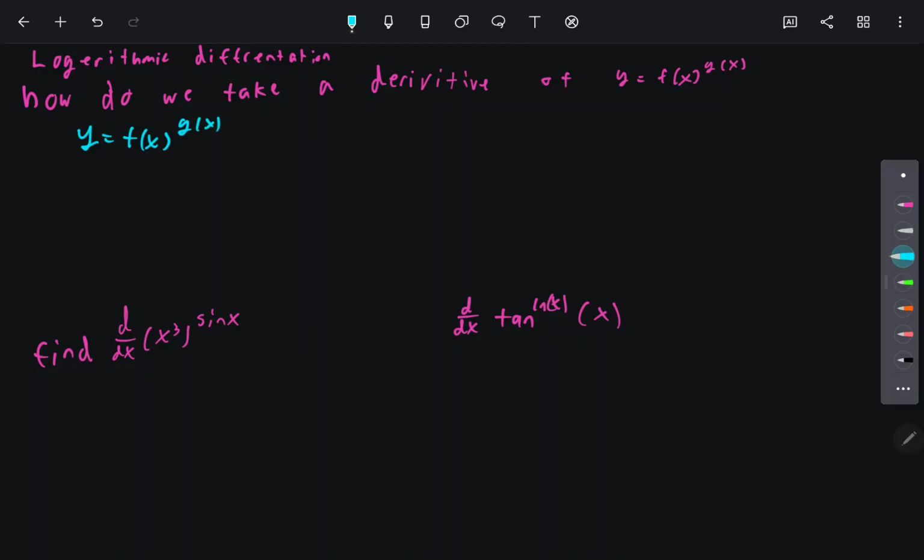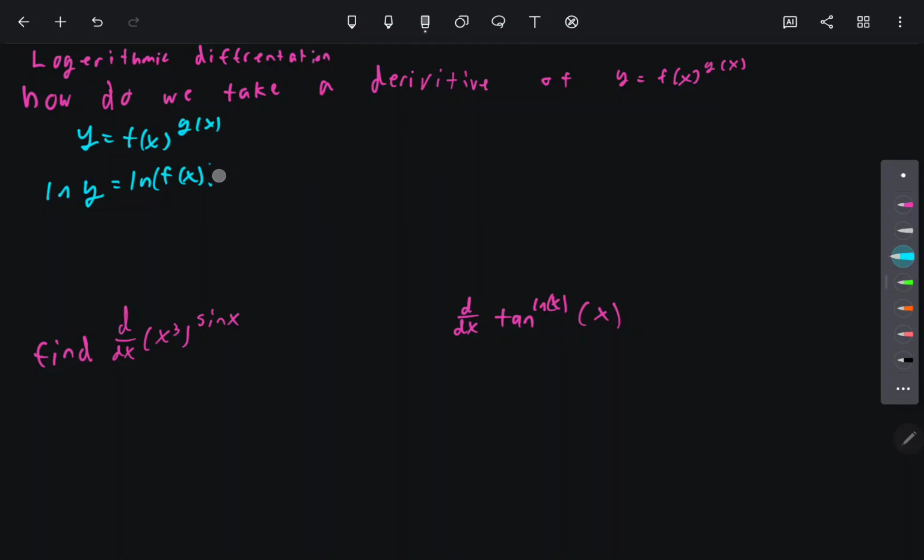And there's no real rule for this. We can't particularly do this. However, what we can do is a product rule. So how do we make this into a product? Well, let's use some very nice properties of logarithms, and we're going to take the natural logarithm of both sides. So we get natural log of y is equal to the natural log of f of x to the g of x.